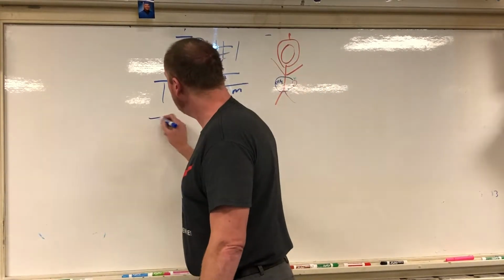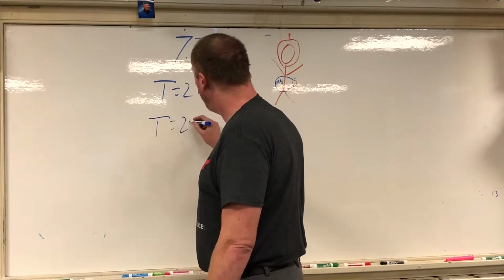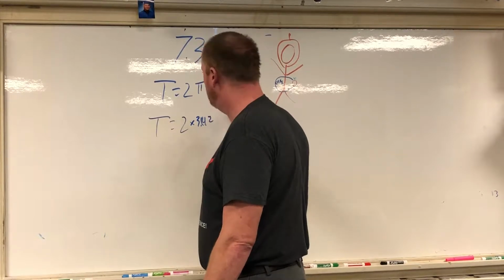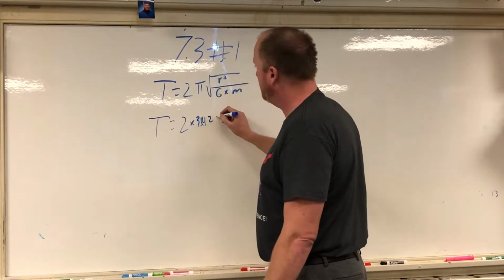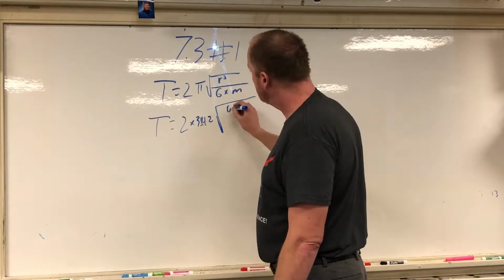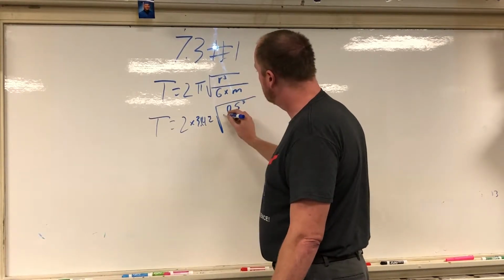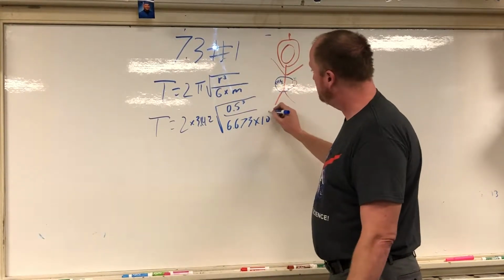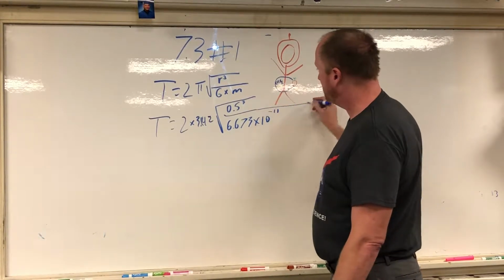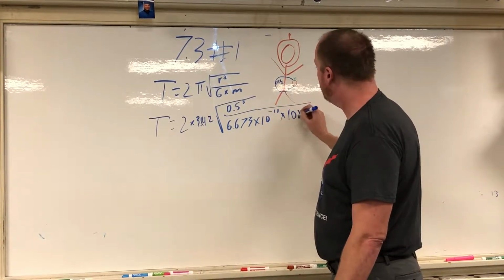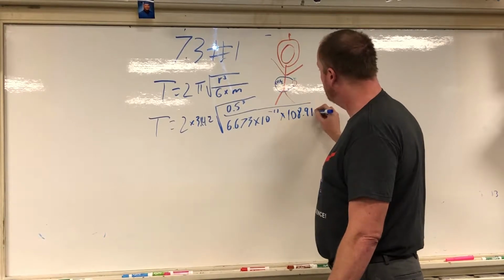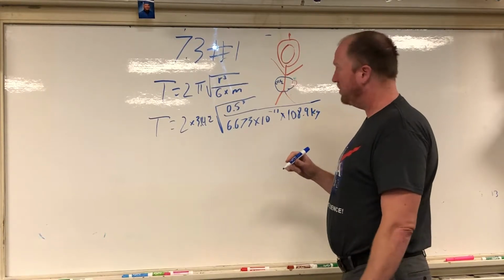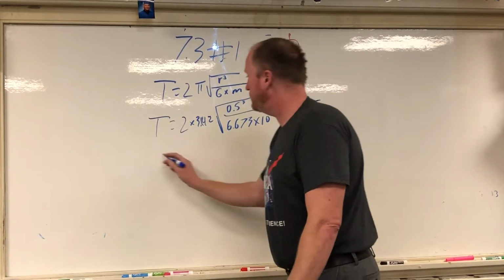Now, big T, which is what we're trying to find, is equal to 2 pi, 3.14 something, then we've got the square root of r, which is 0.5 cubed, over 6.673 times 10 to the negative 11, times my mass, 108.9 kg. And your mass, of course, will probably be smaller than mine, but it might not be. Depends. You know, most of us put on some pounds during the holidays. All right, so we just keep going here.